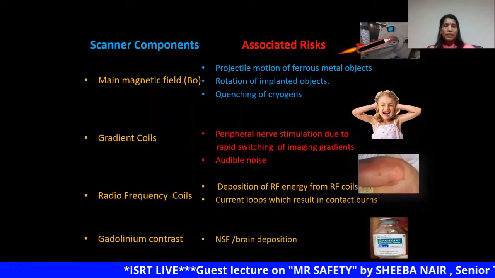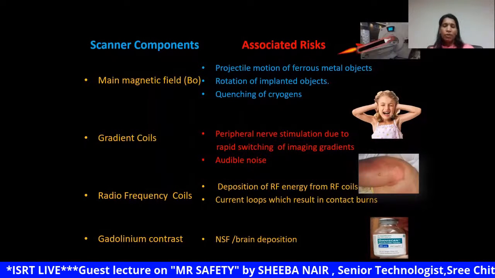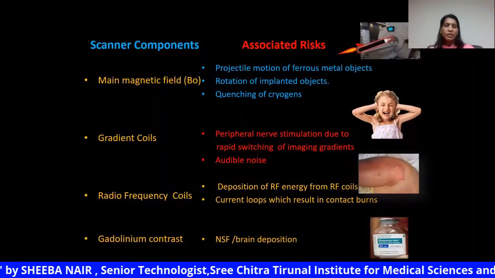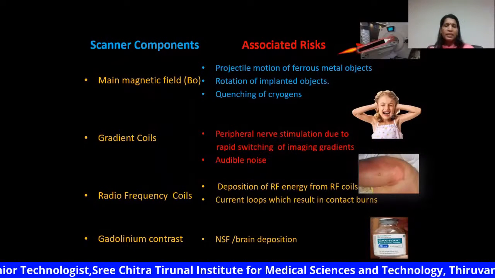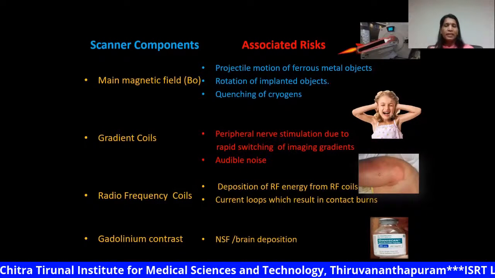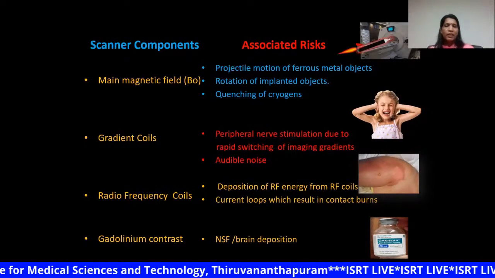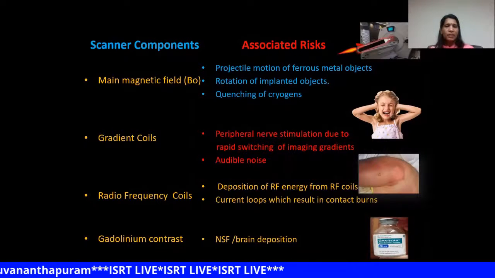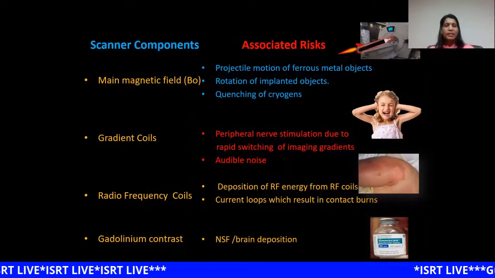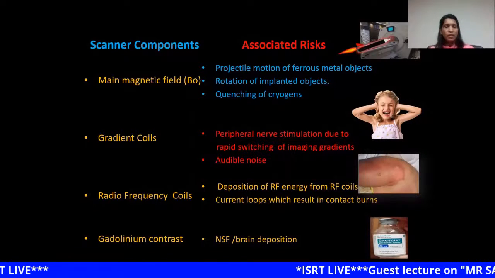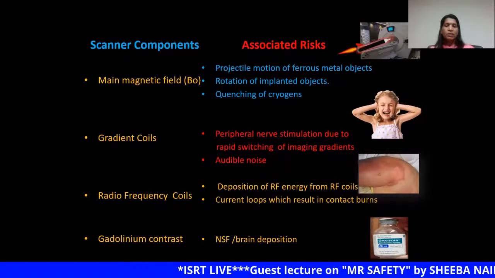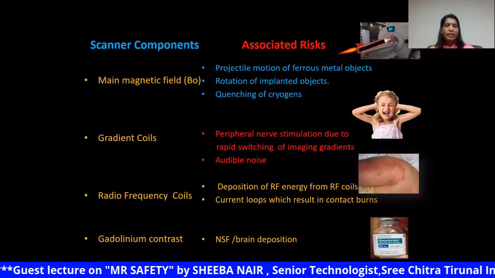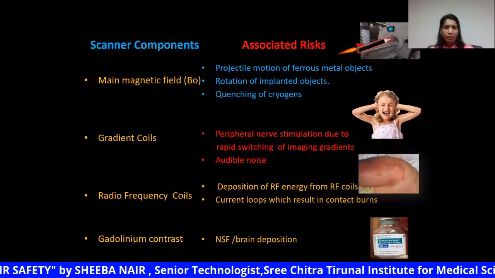So any ferromagnetic object will be attracted, and anyone who falls in the path of this object will get severely injured. And also, if we bring any patient with implants near the magnetic field, it will cause rotation or translatory motion of the implant and can cause danger to the patient. Also, the superconducting magnets use liquid helium for cooling, and during a quenching situation, this will be released, and the release of free helium gas can produce risk to the patient.